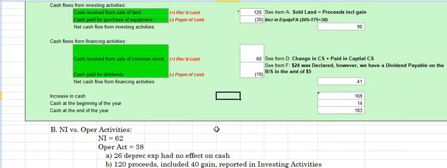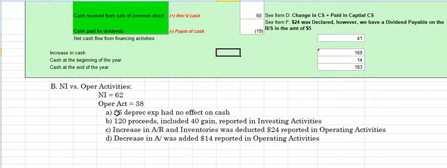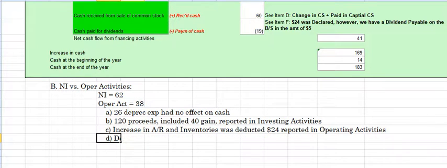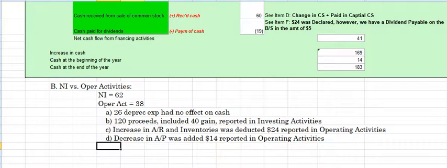So if I scroll back down here for just a moment, that's what it is. The $26 depreciation expense had no effect on cash. The $120 included a $40 gain. It was reported in investing activities. This is converting everything back to cash. AR, there was an increase in AR and inventories, which deducted $24 from operating expenses. And then an increase in AP was a $14 addition to operating expenses.